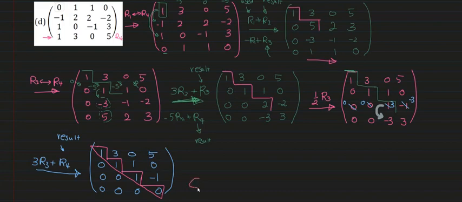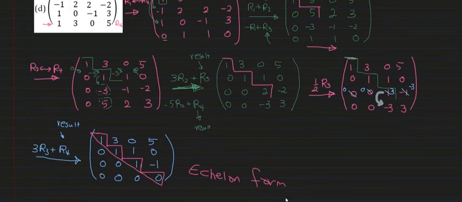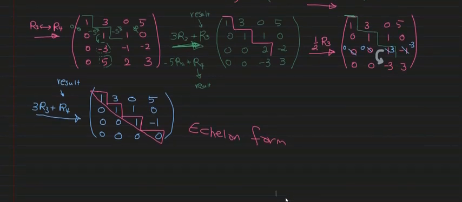And this form is an accepted echelon form. So this is one of the echelon forms. And like you discussed in the lecture, the echelon form is not unique. The echelon form might have many figures.